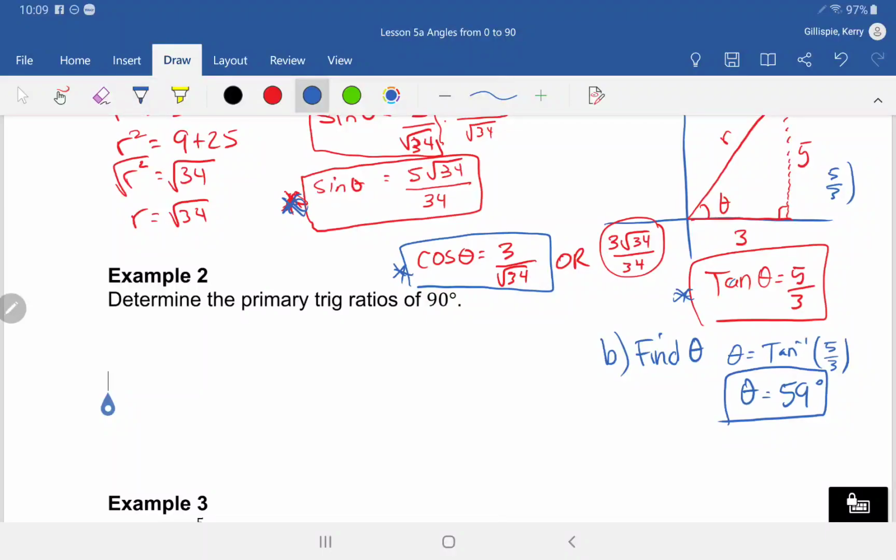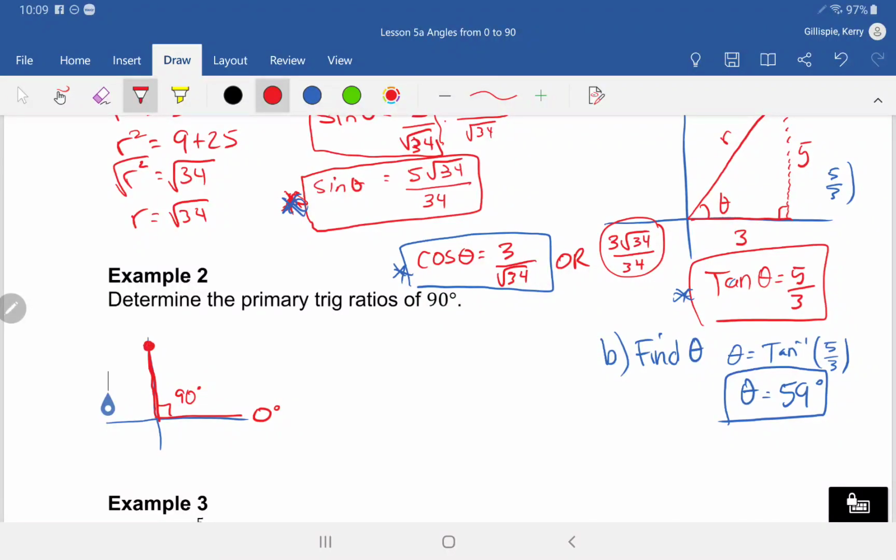Example 2, determine the primary trig ratios of 90 degrees. Let's draw what 90 degrees looks like. If this is my initial arm again at 0 degrees, then 90 degrees is straight up and down.